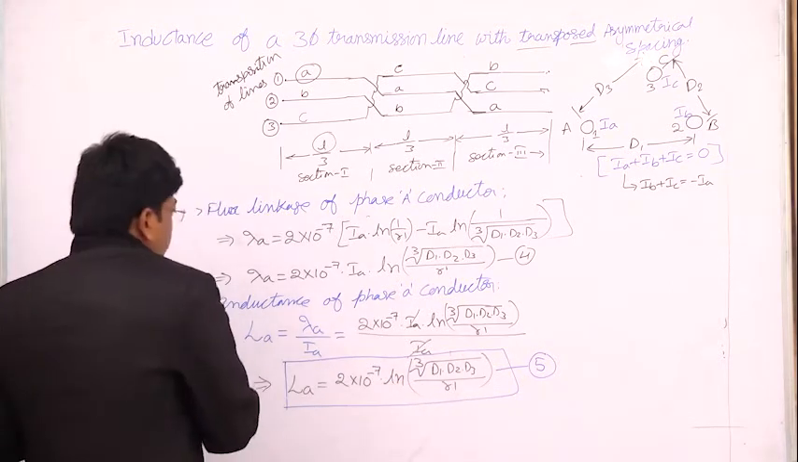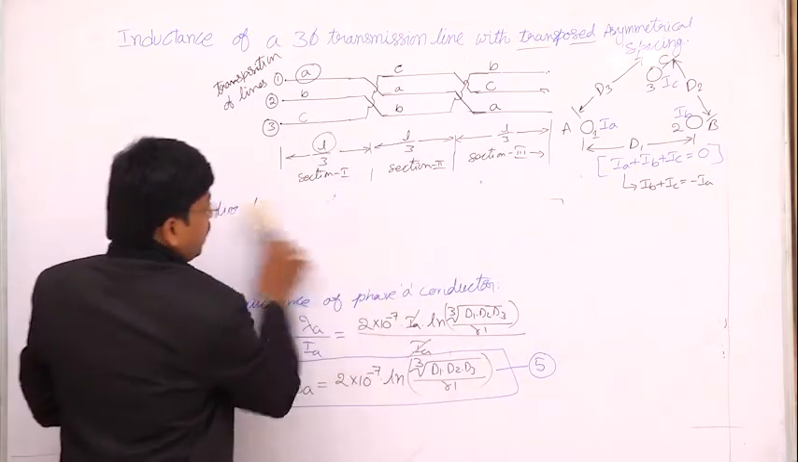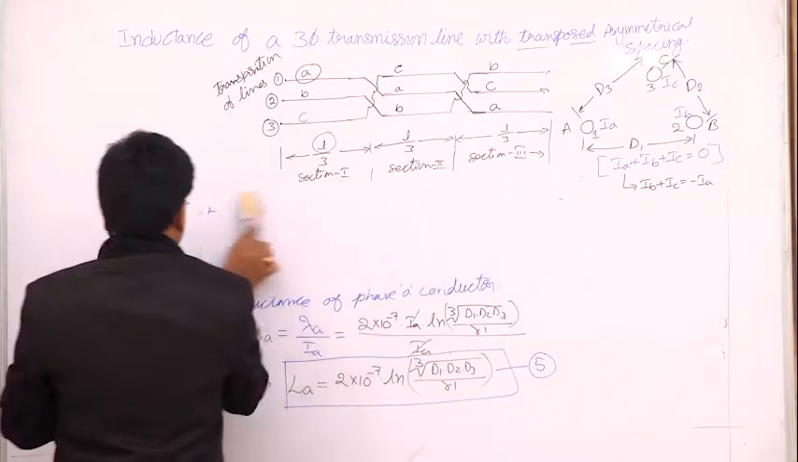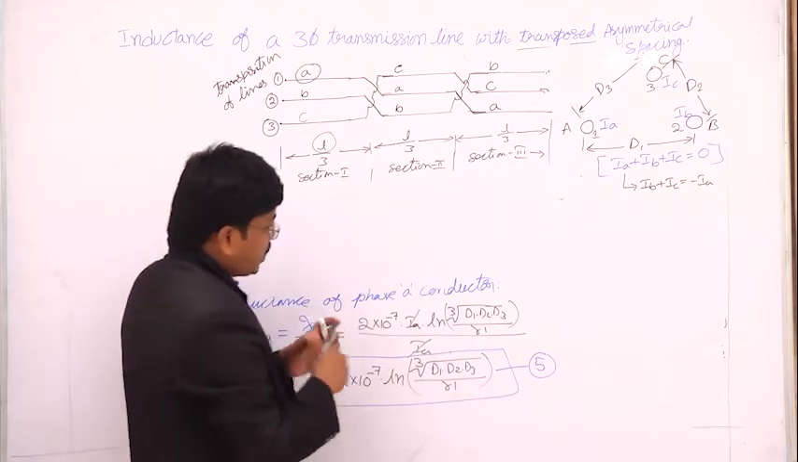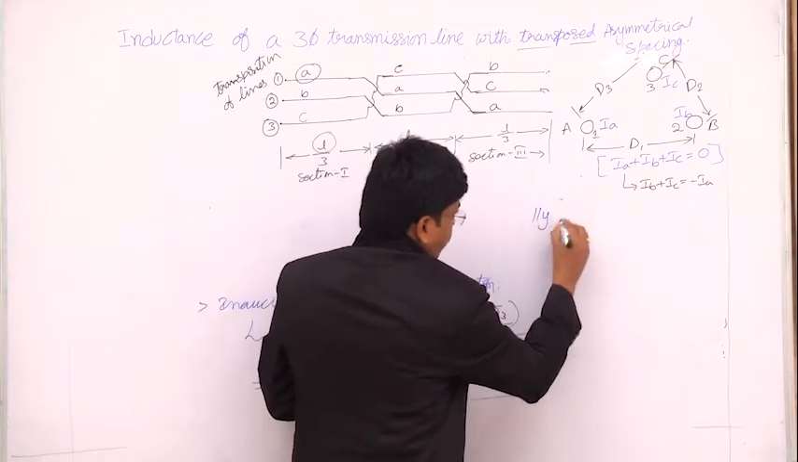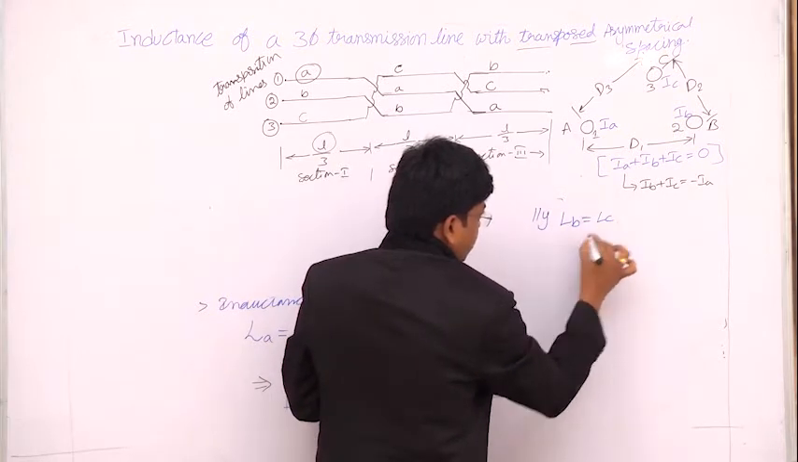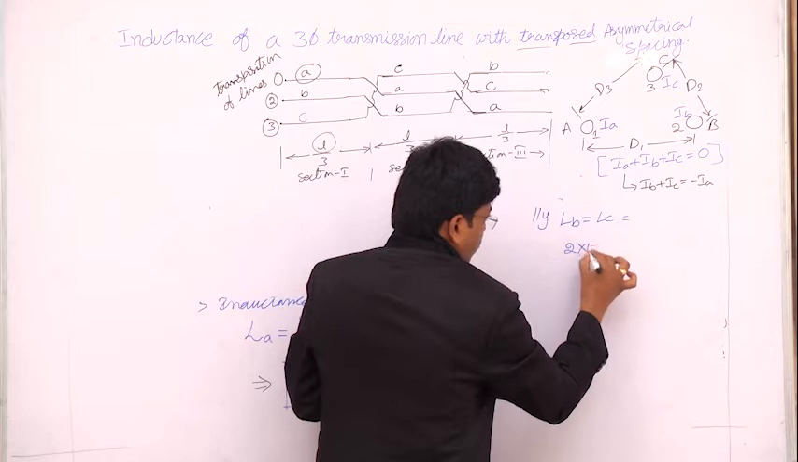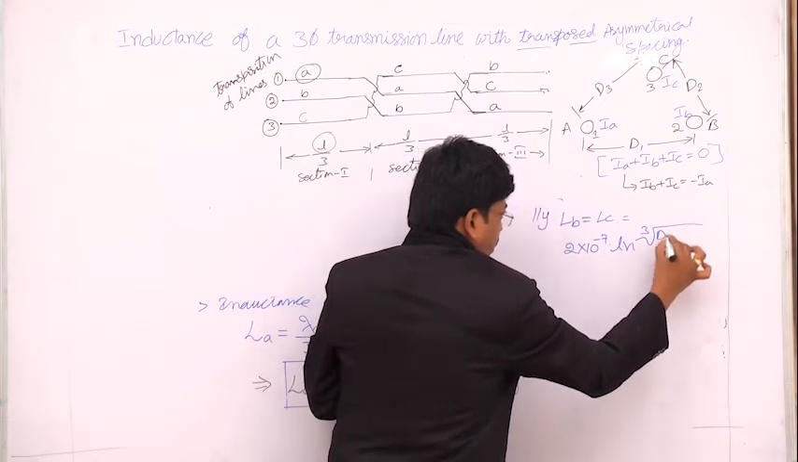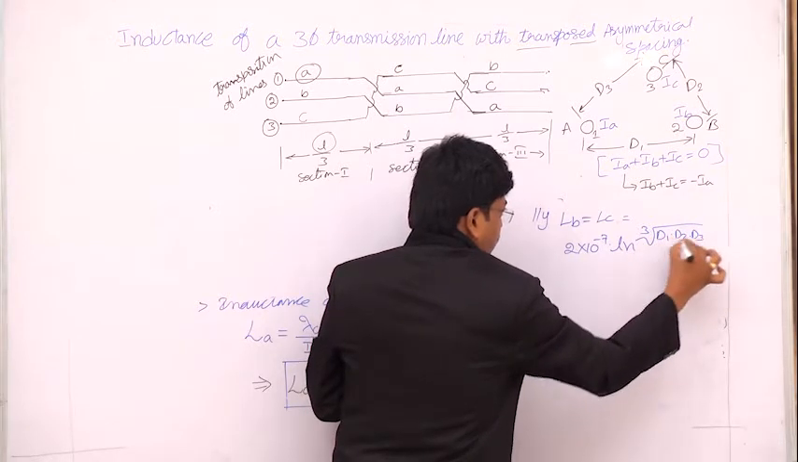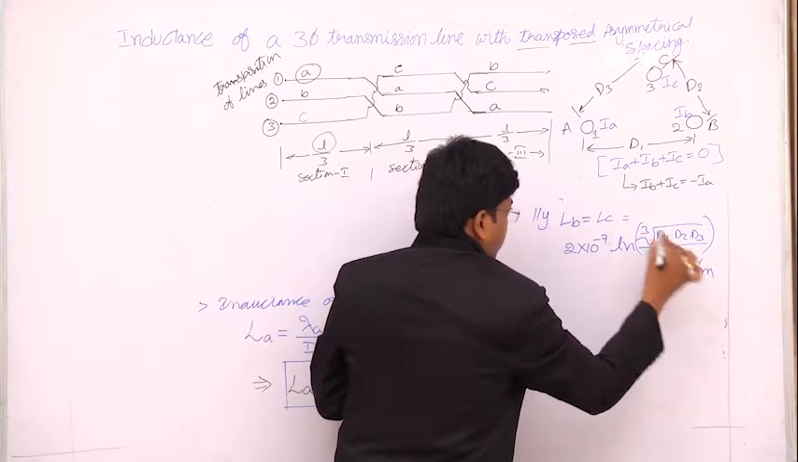This is the derivation for the phase A conductor. Similarly, we can obtain the inductance for phase B and phase C, and LB and LC will have the same value: 2 into 10 power minus 7 logarithm of cube root of d1, d2, d3 by r dash. The units are Henry per meter.